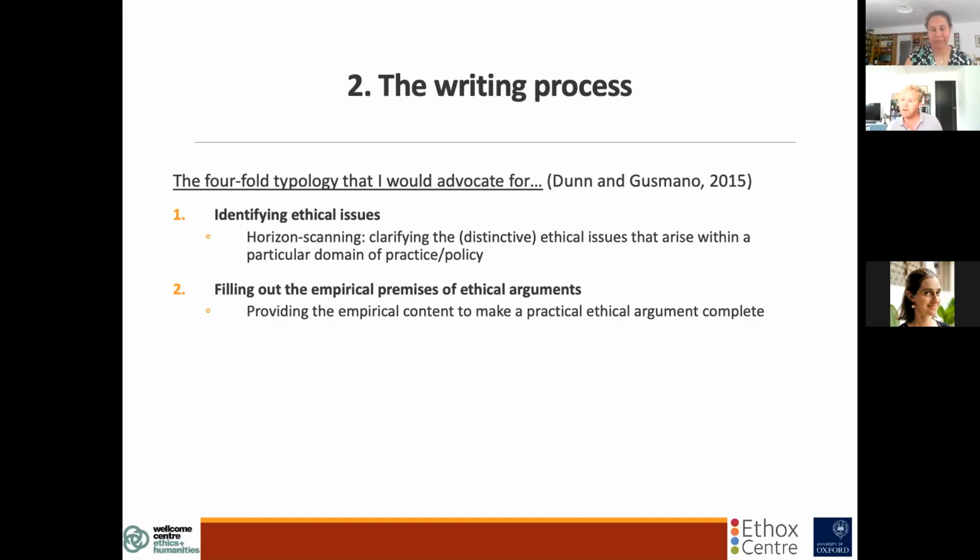The second one seeks to fill out the empirical premises of ethical arguments. So, we might have an argument that says something like, we should not use advance directives in healthcare when they reduce patients' well-being. So we should ignore the advance directives if patients' well-being is reduced when we follow that advance directive. Let's say that's the argument.